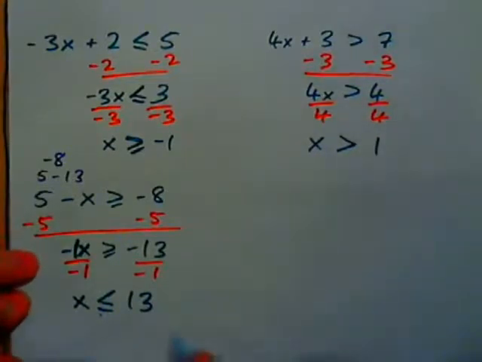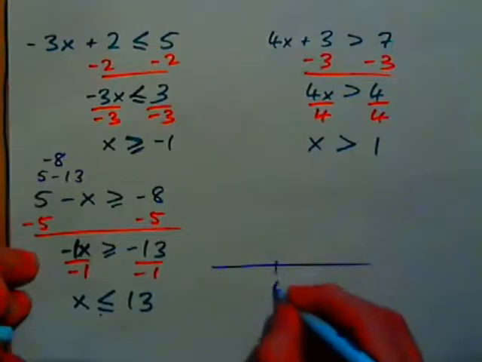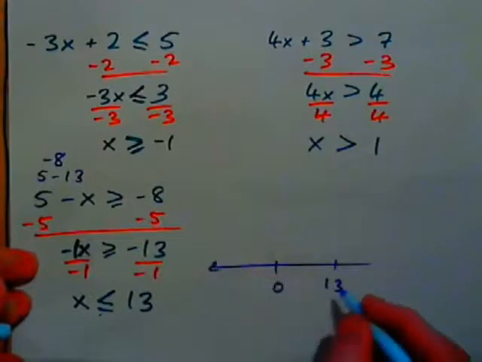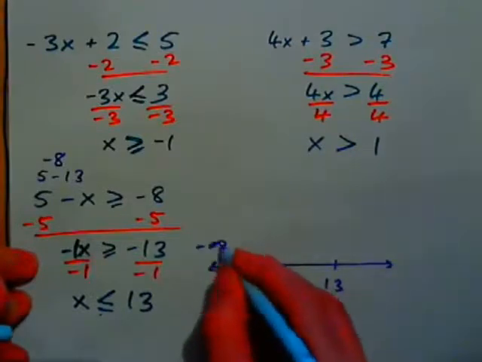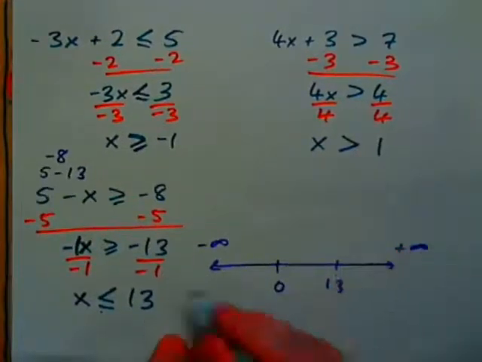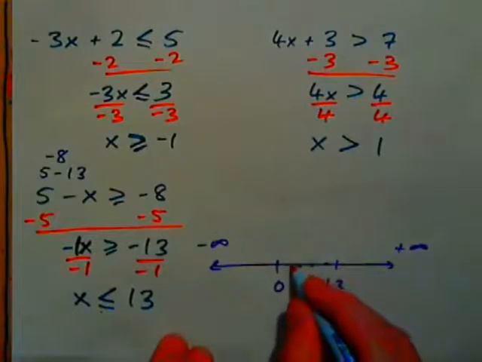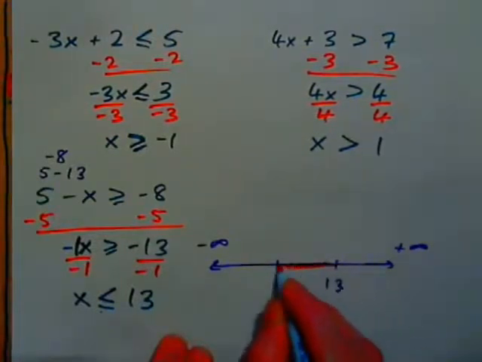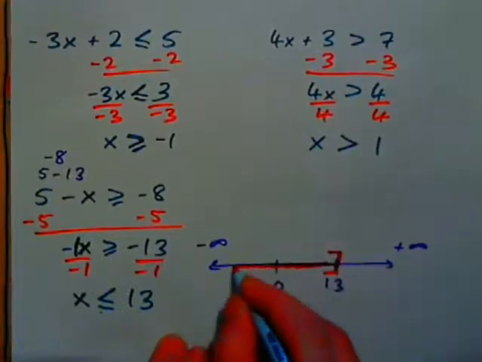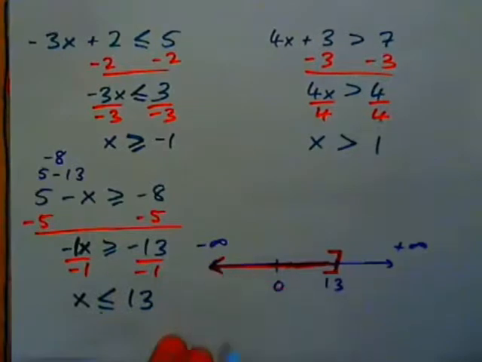You could also think about this. In your homework, you're supposed to put these on a line graph and as an interval. So if we think about x is less than or equal to 13, we could just do a line graph like this. This is negative infinity, this is positive infinity. Less than or equal to 13 is 12, 11, 10, 9, 8, all these numbers here and everything in between. It could be 13, so we put the square bracket. And any number less than 13 are all these numbers here, and it goes all the way to negative infinity, okay?